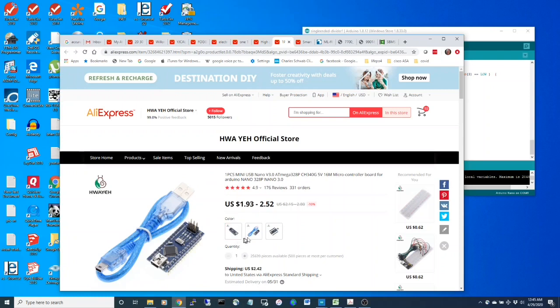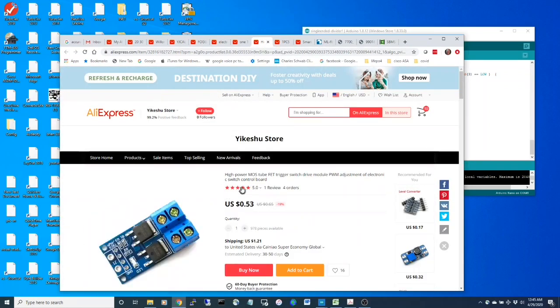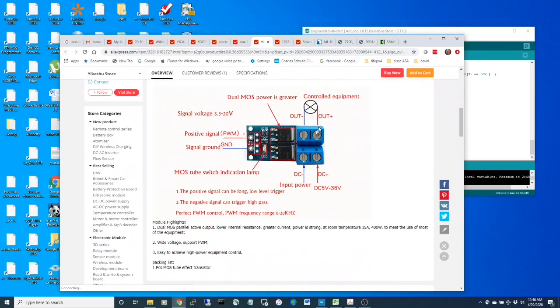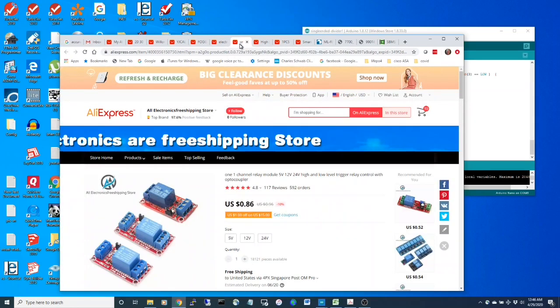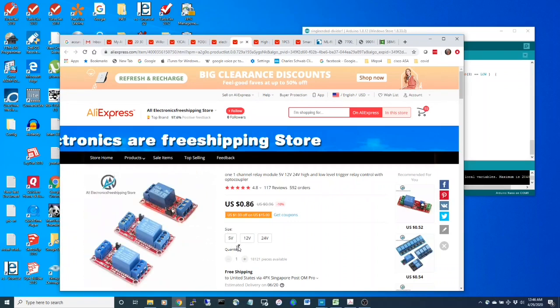Here's an example of the microprocessor I use, an Arduino Nano, and here's the MOSFET I used, which has a 15 amp rating, I believe. Here's the kind of pinout where the Arduino hooks up. You could actually, I believe, actuate this with a switch also. And here's an example of relay modules that you could use. They're very inexpensive, and you can get them in all kinds of voltages. The thing you might want to look for is high and low level triggers.